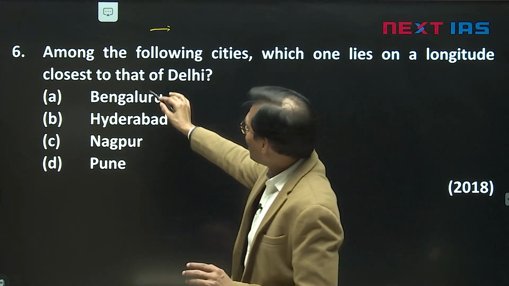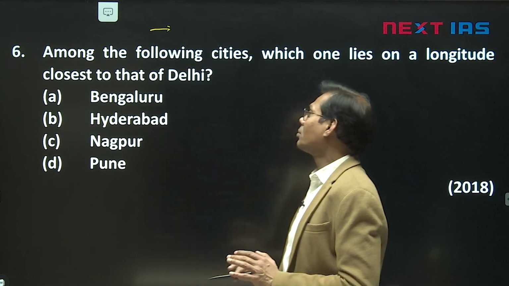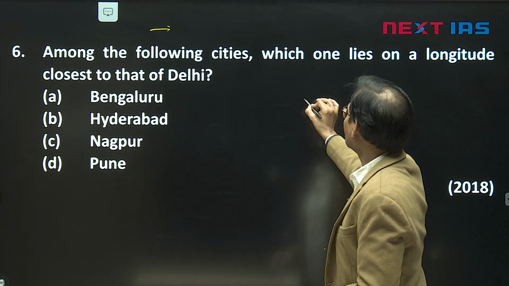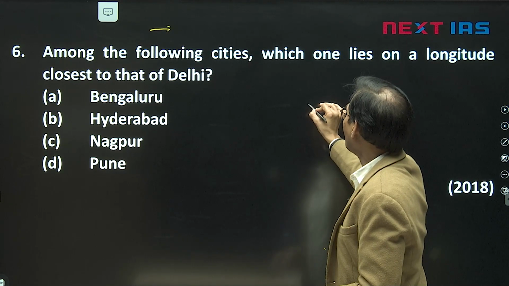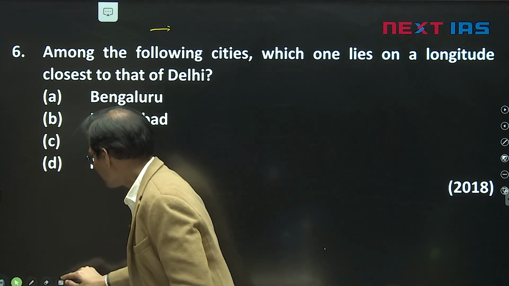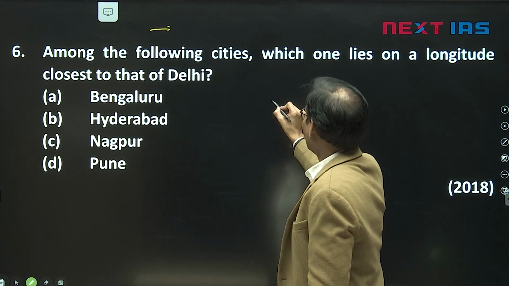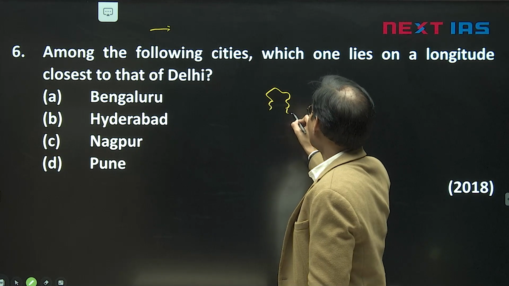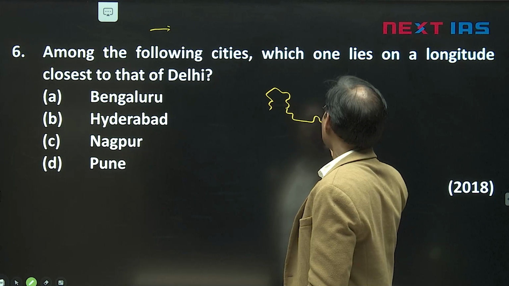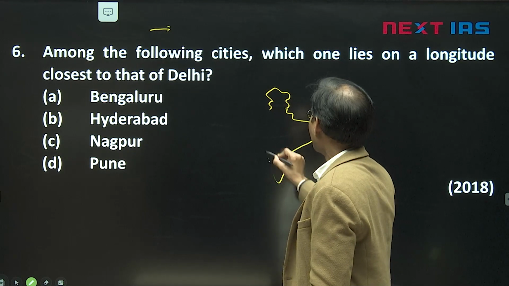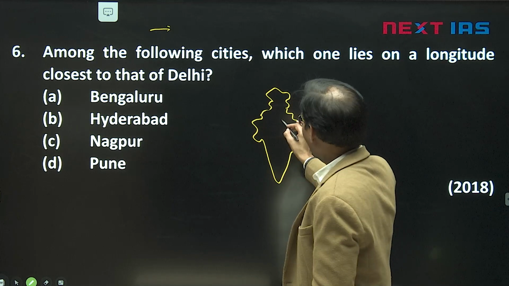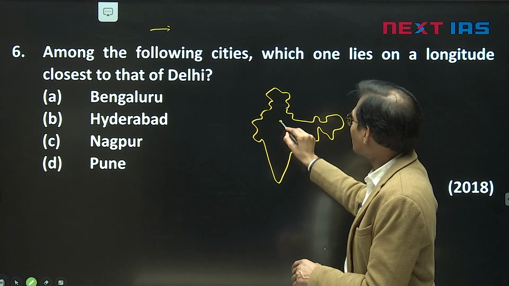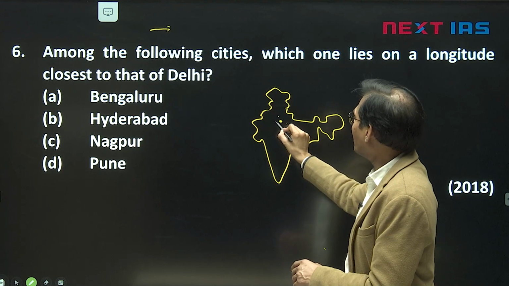So either it could be Hyderabad on the longitude or Bengaluru. But if you draw the diagram and you have the map in your mind, suppose you are learning the map here, a small map you can draw, and if you have an idea of Delhi, because it is the capital of India, then the location: one side Haryana, one side UP, and this side Delhi. This side Haryana, this side UP, and this is Delhi.